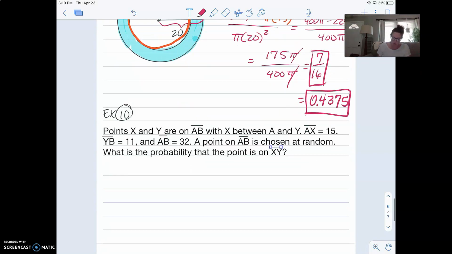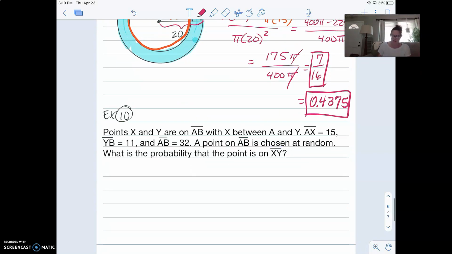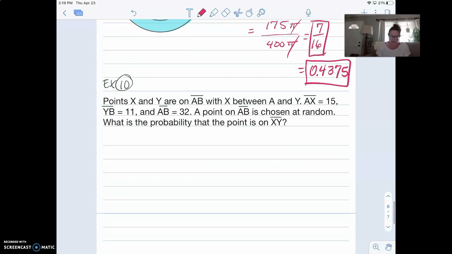Okay, one more. Woo! Ready? Okay, this one's not too bad. We're going back to segments now. It says points X and Y are on AB with X between A and Y. Let's say what now? Draw a picture. When in doubt, draw it out. So we're going to draw AB. A, B, because that's my whole segment. Okay, that's the whole. Keep that in mind.